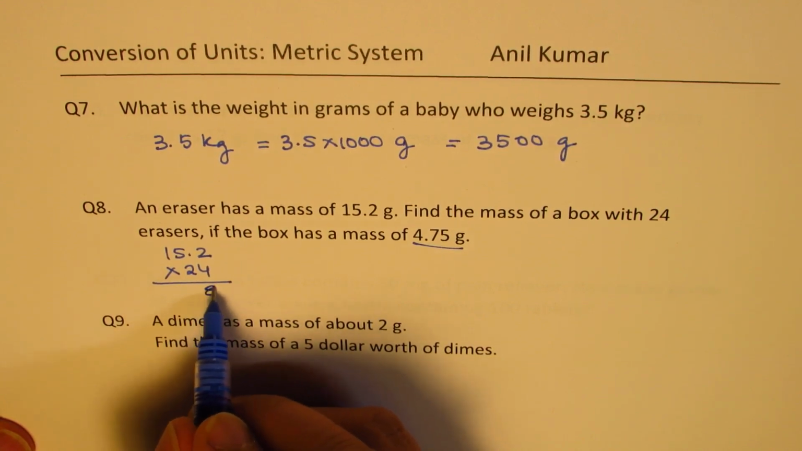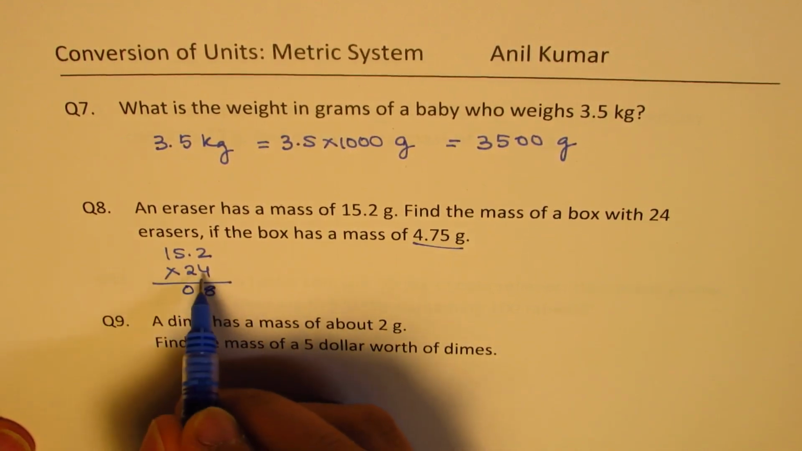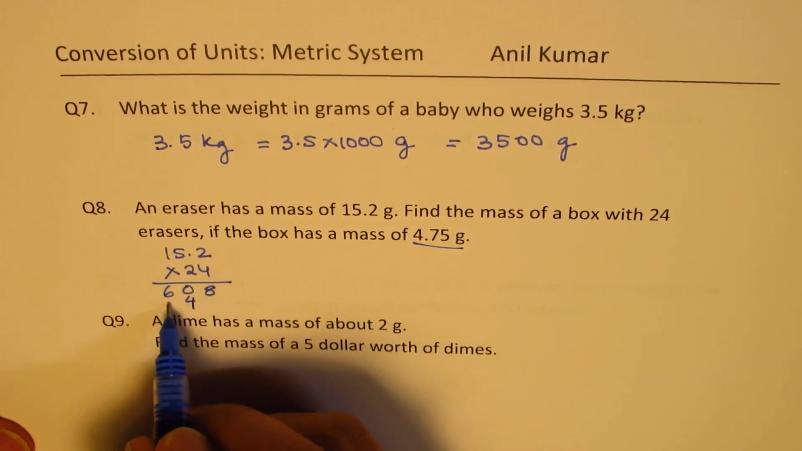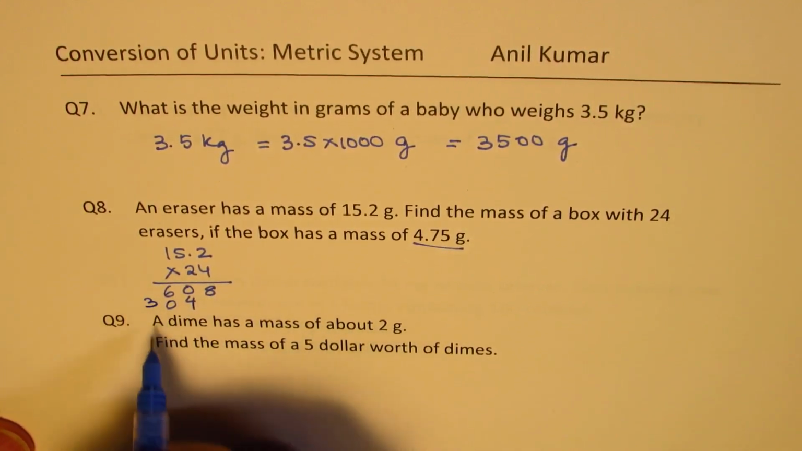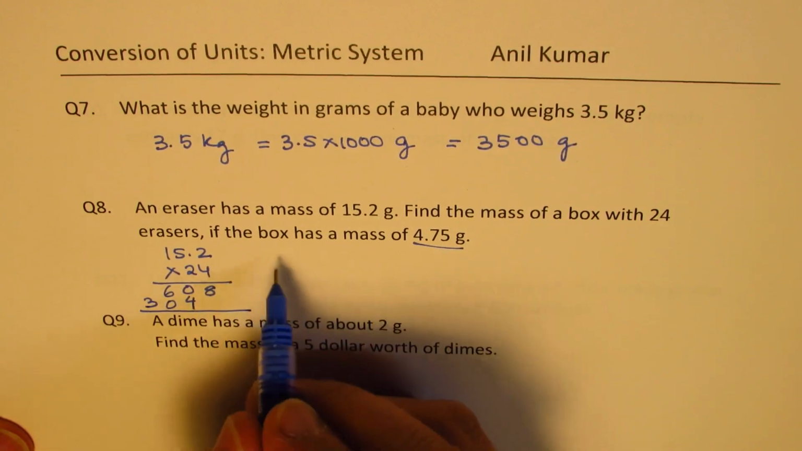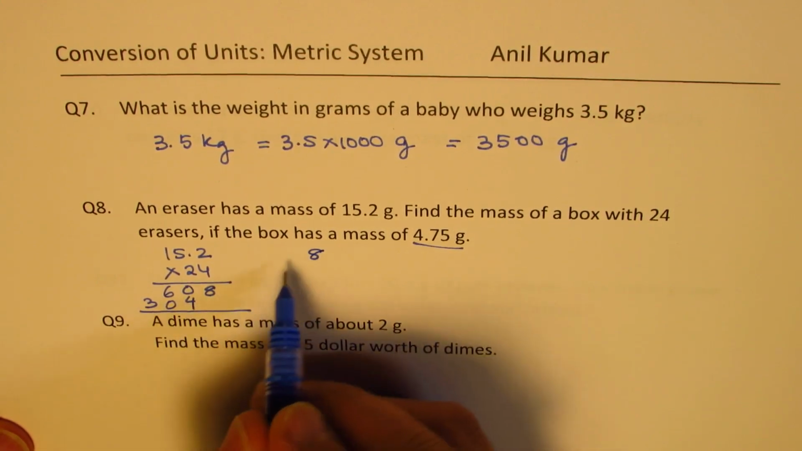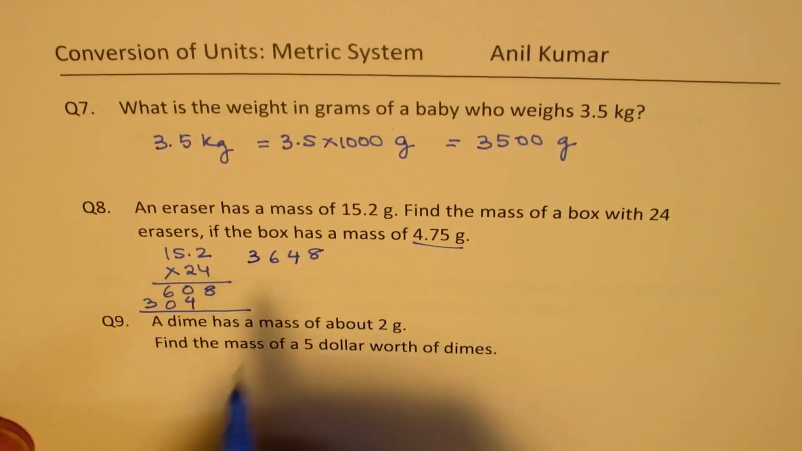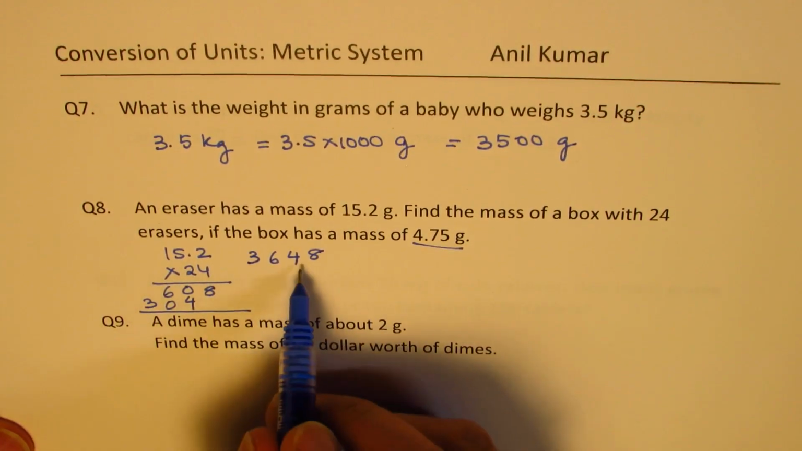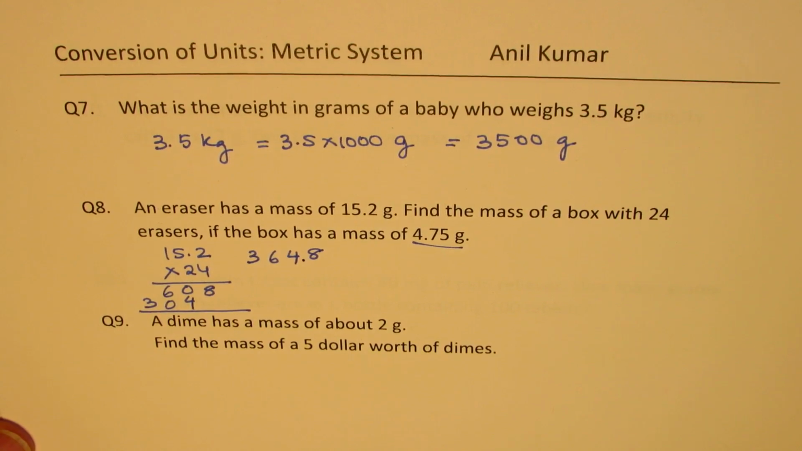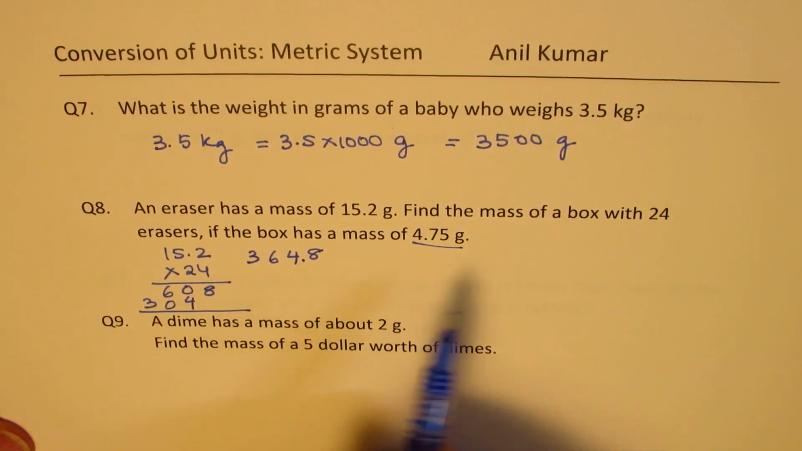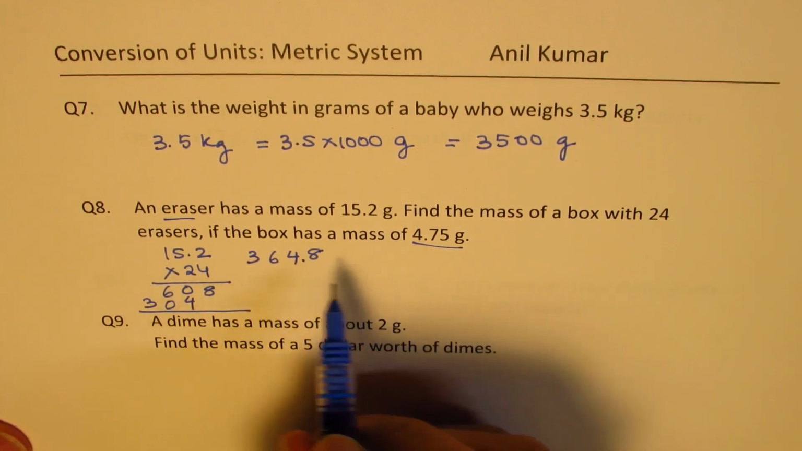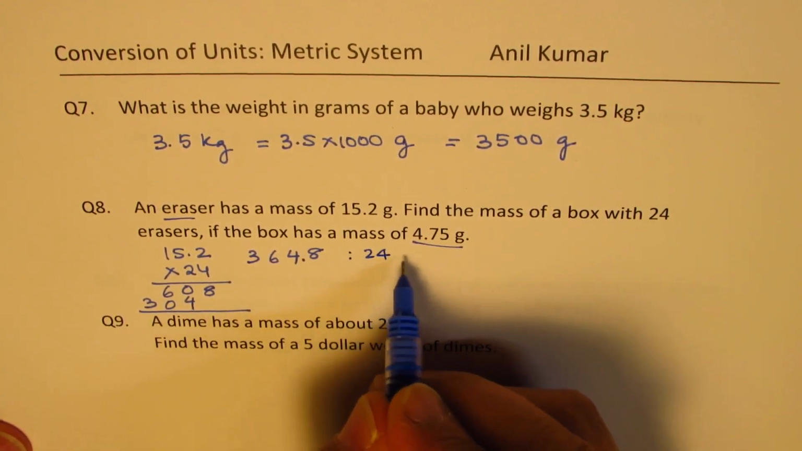4 times 2 is 8, 4 times 5 is 20, 2, 6. Then with 2, 2 times 2 is 4, 2 times 5 is 10, 1, so 3. So when you do this, you get what? You get 8, 4 plus 0 is 4, 6 plus 0 is 6, we get 3, right? Now, there was one decimal point, so we'll put one decimal point. So that is the mass of 24 erasers, right?